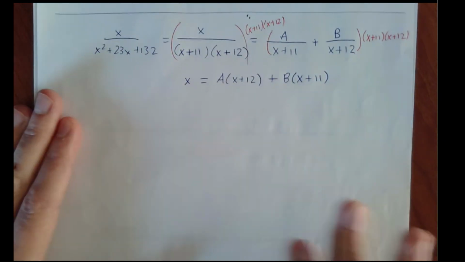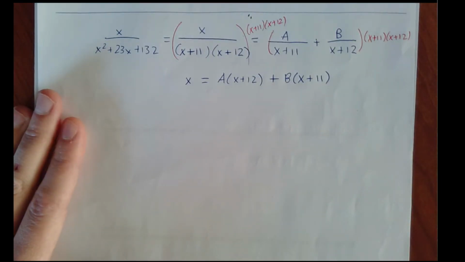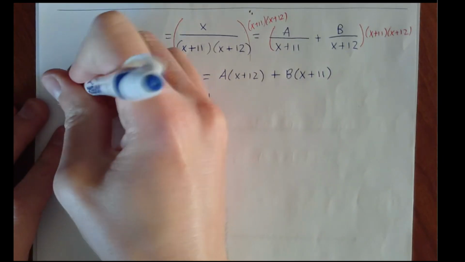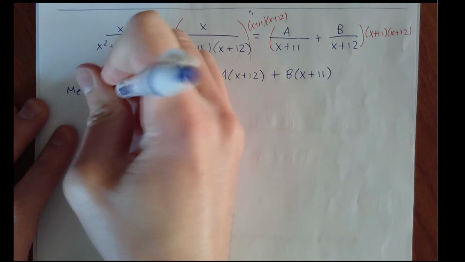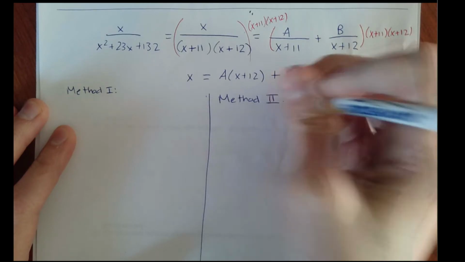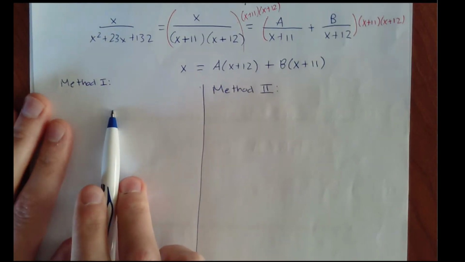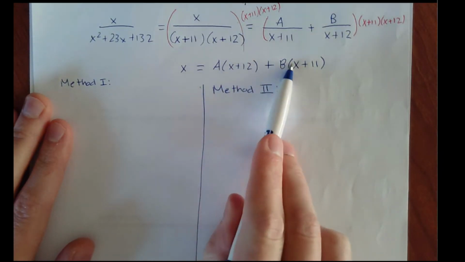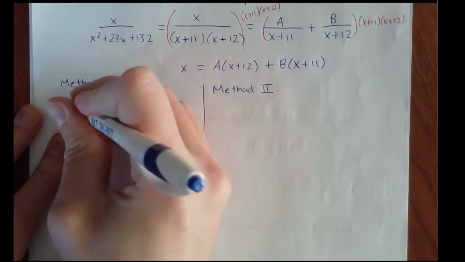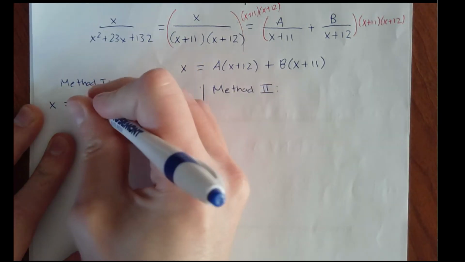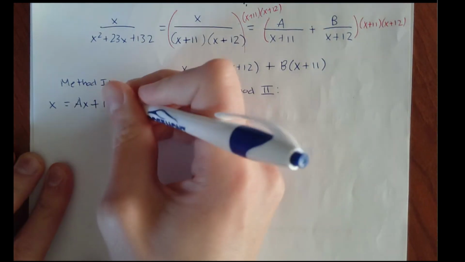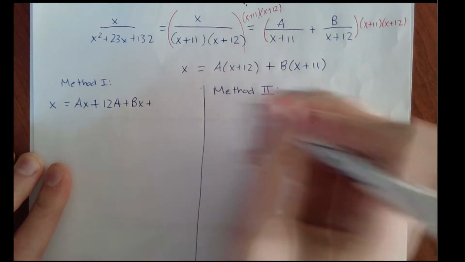Okay, now from here, there are two methods we can use to solve for a and b. I'm going to split this up and show you two ways to do this. Method 1 and method 2. Method 1 would be to distribute the a and distribute the b. So we would get x equals a times x plus a times 12, or 12a. And then distributing the b, we get b times x plus 11 times b.